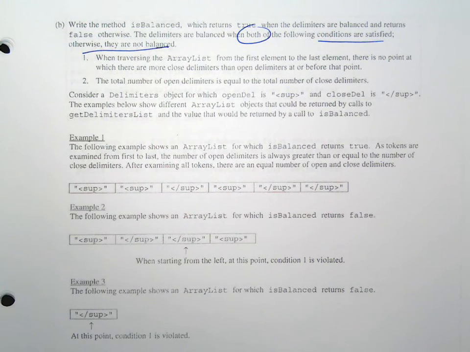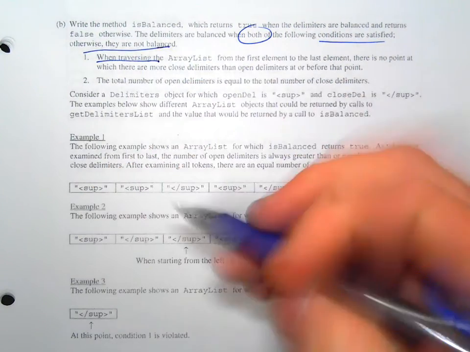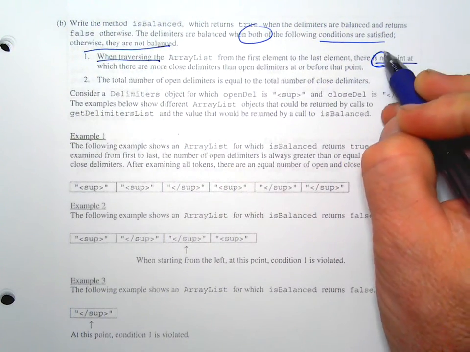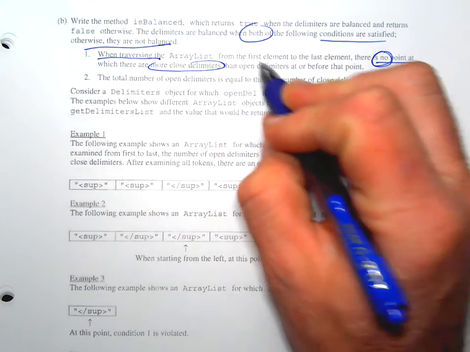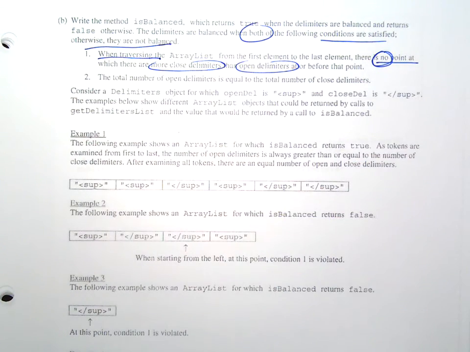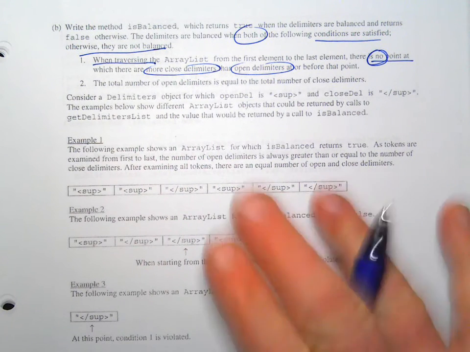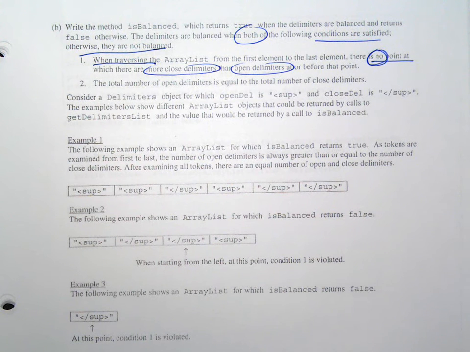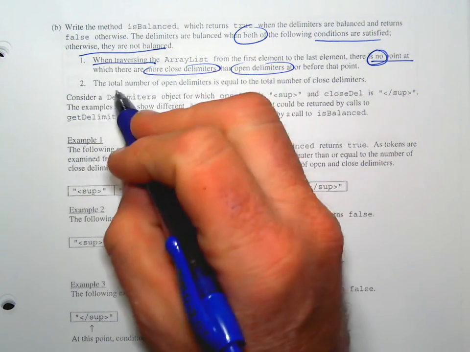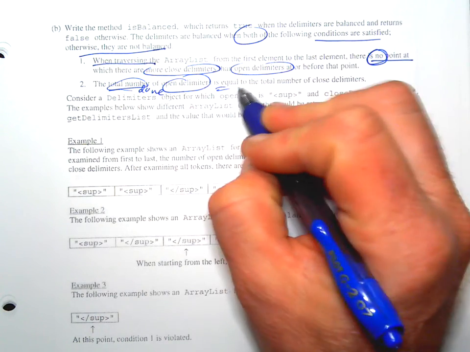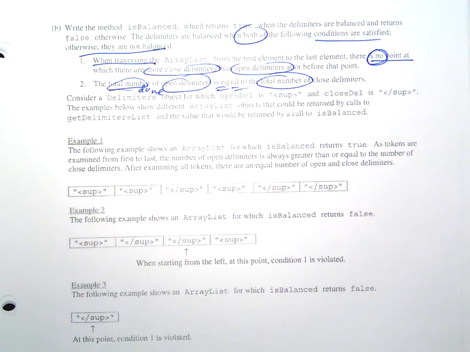When traversing the array, in the middle of it, from the first element to the last element, there is no point ever where there are more closed delimiters than open delimiters. The second condition could be true, and the first one could have failed in the middle. So as you're going, you need to always check if there's more closed than open. If there is, you're done. The other condition is the total number. When we're done, the open delimiters equal the closed delimiters. Okay, they got to match up.